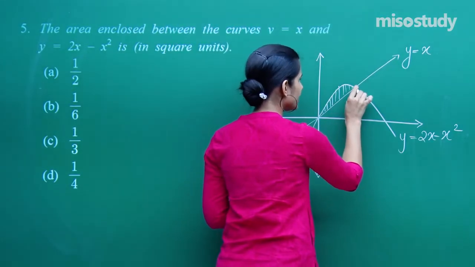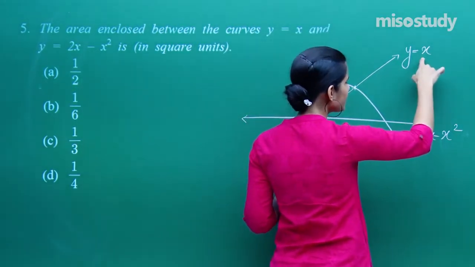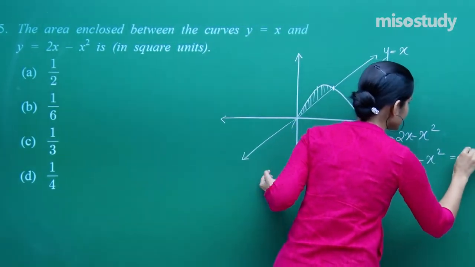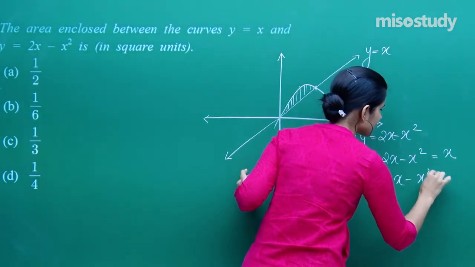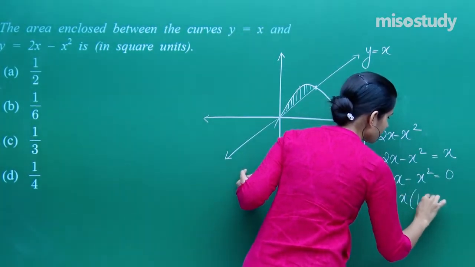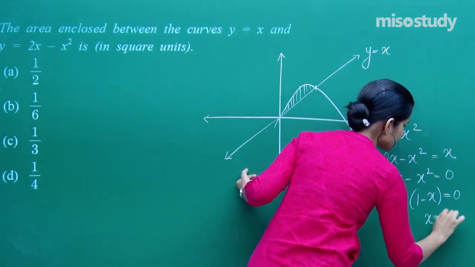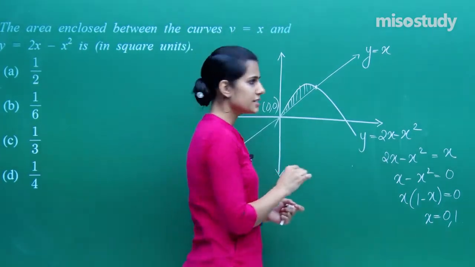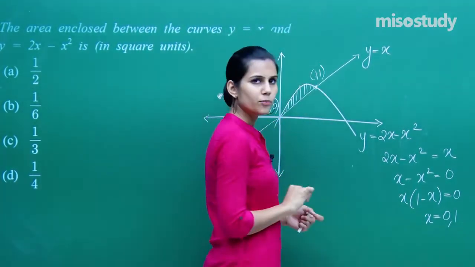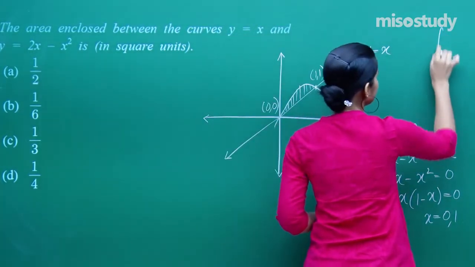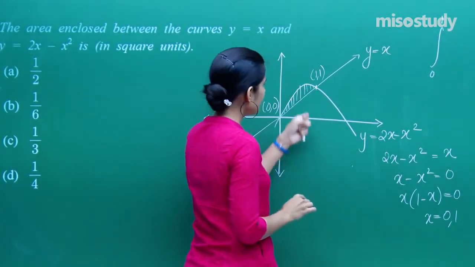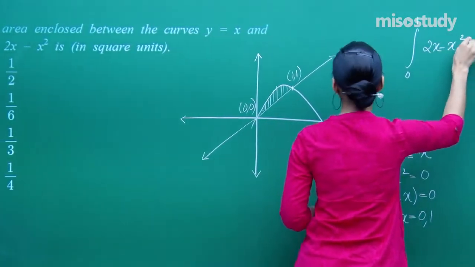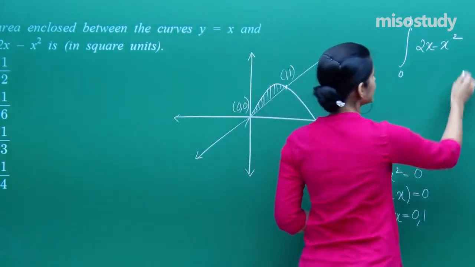What is this? For that you need this point. What is this point? When in place of y you put x, you get 2x minus x squared equals x. 2x minus x is x. x comes out, you're left with 1 minus x equals 0. x is 0 and 1. So (0, 0) is one point of intersection, and (1, 1) is the other point of intersection. Your answer is the integral from 0 to 1. What is this? y is 2x minus x square, minus y equals x, so minus x.